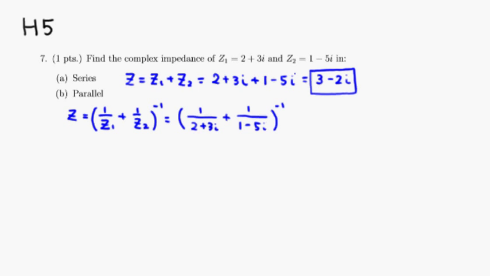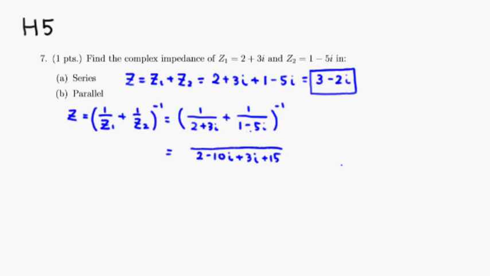Let's find the common denominator. I'm going to multiply the denominators together. So 2 times 1 is 2, and 2 times negative 5i would be negative 10i. And 3i times 1 would be positive 3i. And then you have 3i times negative 5i. 3 times negative 5 is negative 15, but i squared is negative, so it's going to be positive 15. So that will be the denominator.